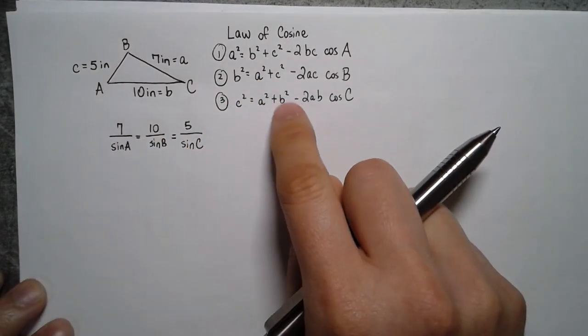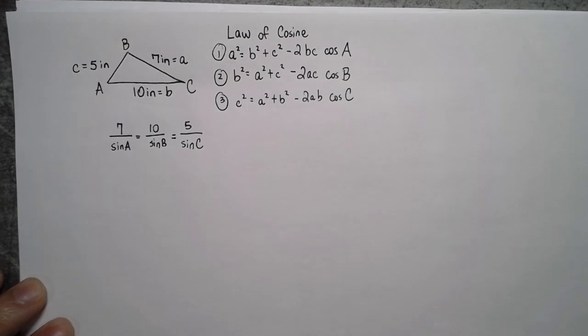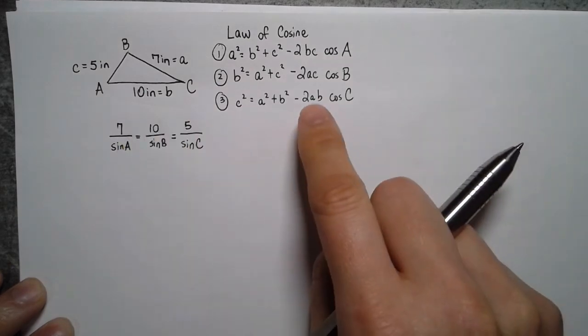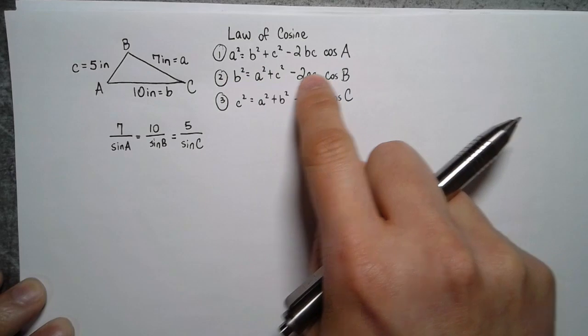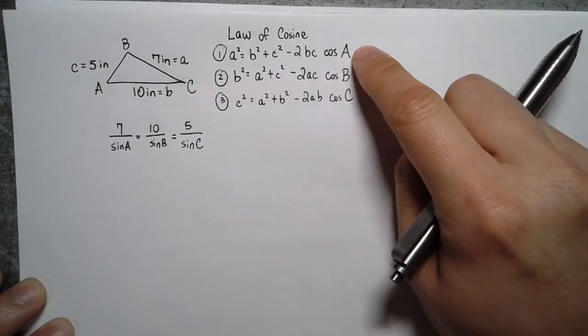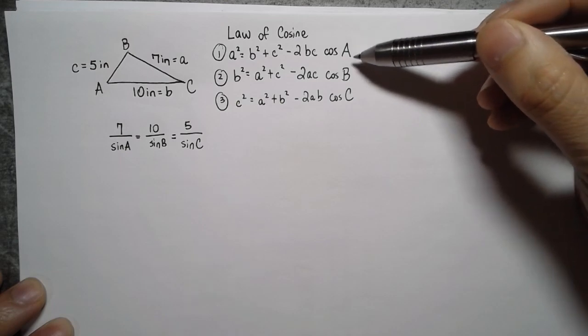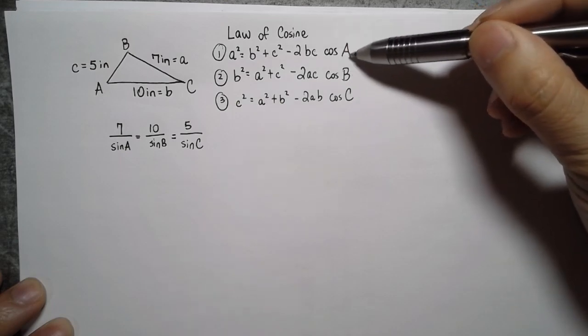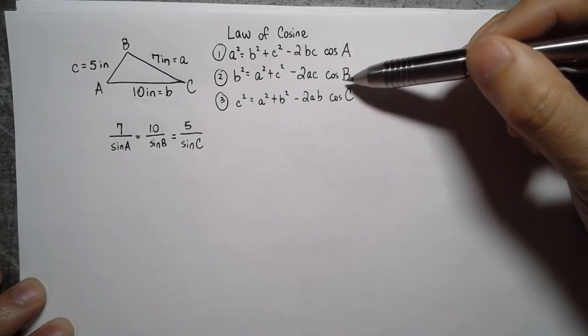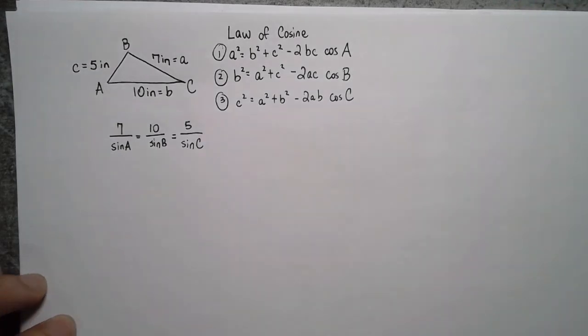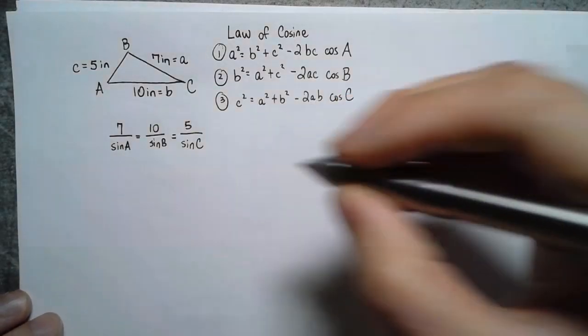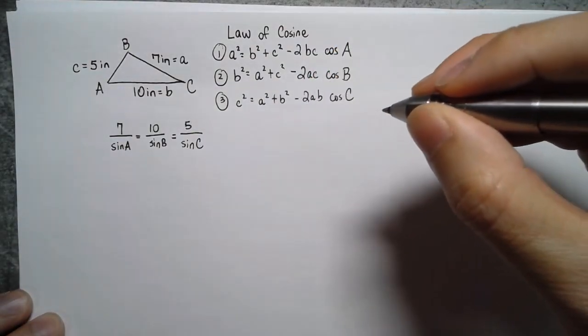Therefore, we have to use the law of cosines. We have all three sides, and these are all sides here. Really, the only thing missing are the three angles right here. Therefore, we can use any of these three at the moment, since there's only one thing missing from each of these equations.